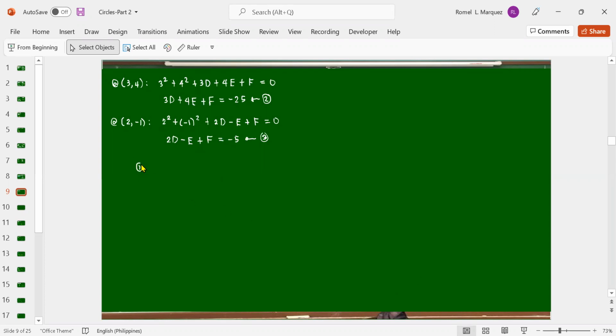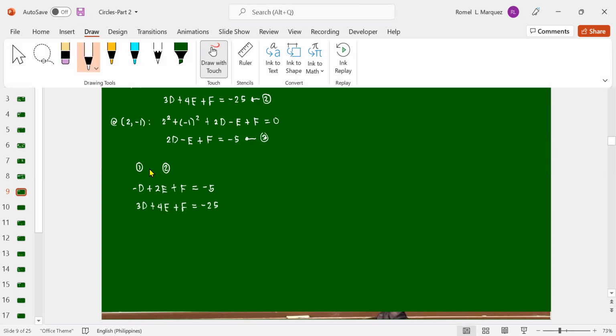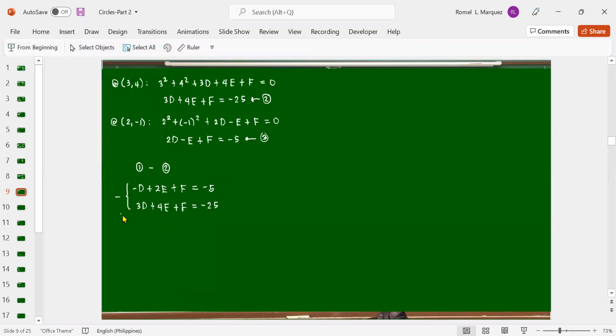From equation number 1 and 2, this is the first equation. The second equation is this equation. Okay? So let us eliminate f by getting the difference between these 2 equations. Negative d minus 3d, that is negative 4d. 2e minus 4e, that is negative 2e. F minus f, that is equal to 0. Negative 5 minus negative 25, that is positive 20. Okay? Dividing by 2, we get negative 2d minus e is equal to 10. Okay, so let's have this equation number 4.